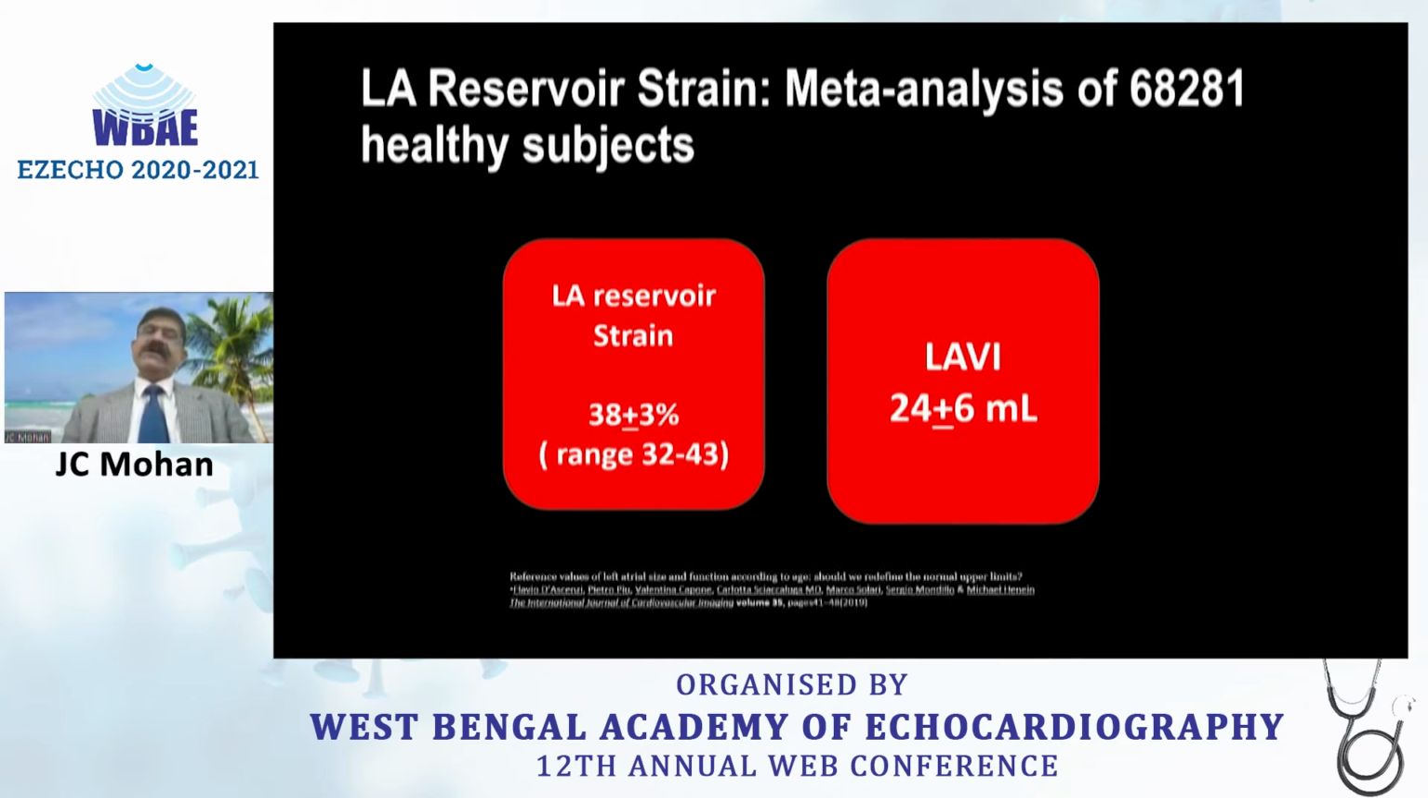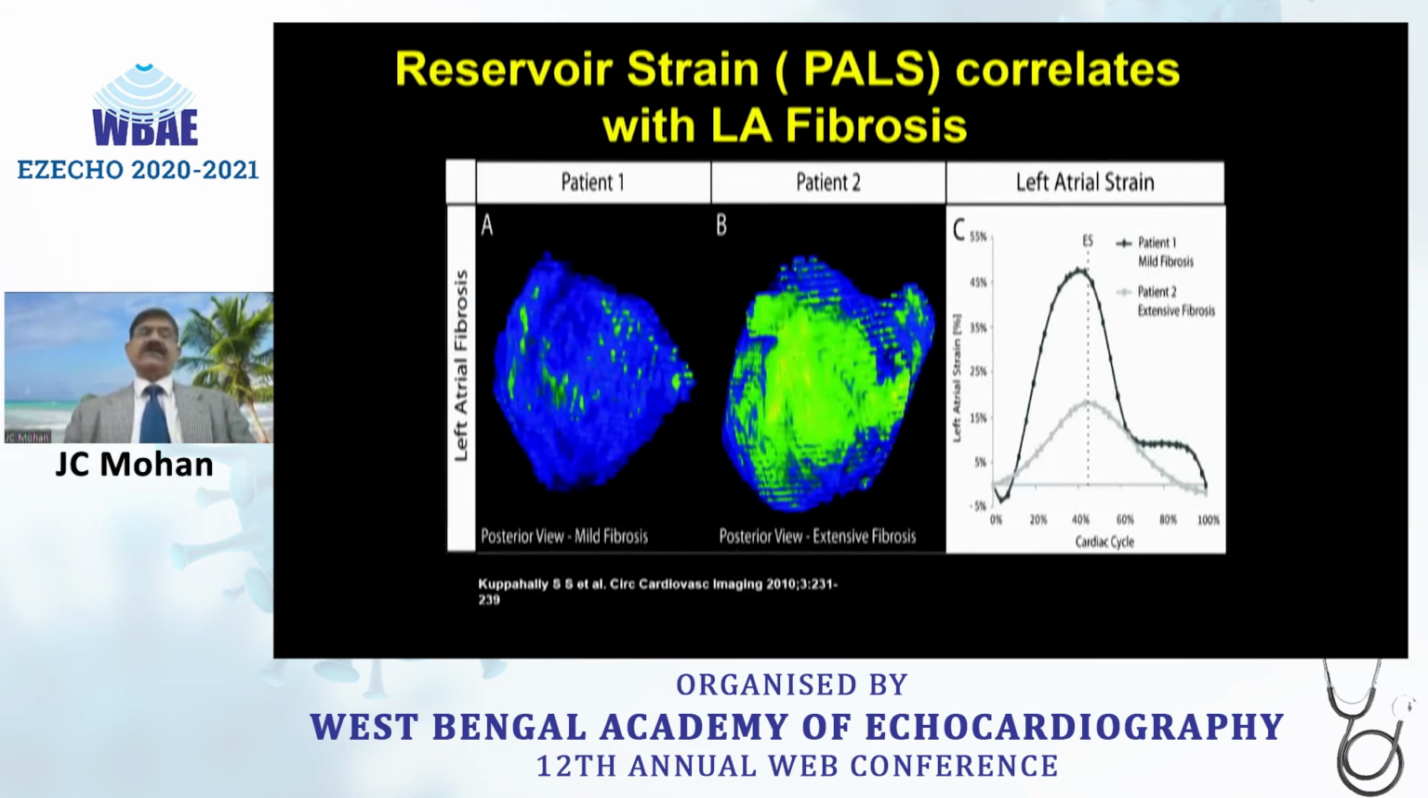Normal left atrial reservoir strain in this meta-analysis of 68,000 individuals is in the ballpark of 40%, 38 plus minus 3, the lowest limit being 32, and of course it correlates with the left atrial volume index of 24 plus minus 6 ml. At the same time, there is no dependency of the reservoir strain on left atrial volume, and hence it provides independent prognostic information.